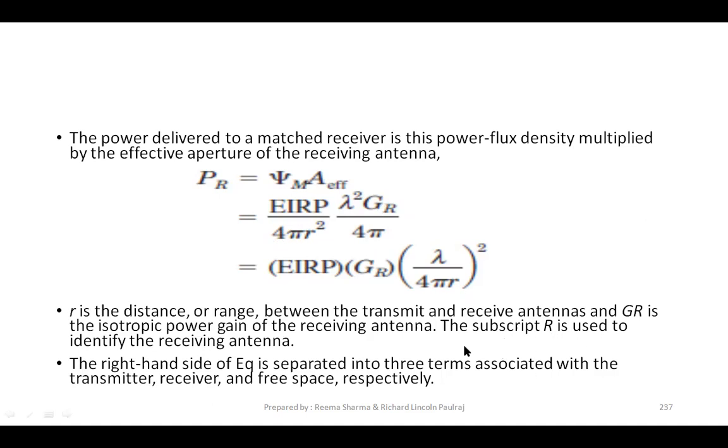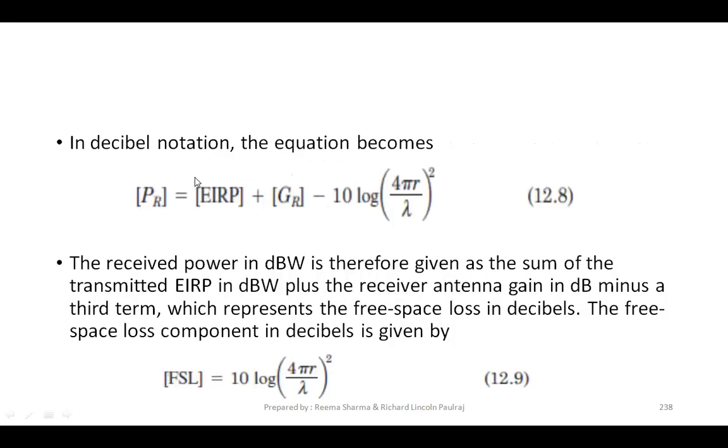The subscript R is used to identify the receiving antenna. Okay, so that's what I just told. The right-hand side of the equation is separated into three terms associated with transmitter, receiver, and free space, respectively. So you have your receiver, and your lambda divided by 4 pi r square, and EIRP, that is your free space. Now, if we have to convert to decibel, then it becomes EIRP plus gain minus 10 log (4 pi r divided by lambda) whole square.